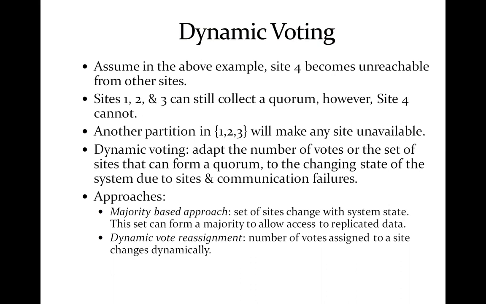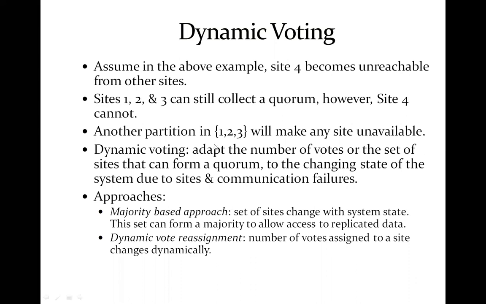And further, if another partition is made in the set, making any site unavailable out of 1, 2, 3, then in that case the system will not be able to serve any kind of read or write request, as a quorum cannot be collected in any partition. So it means the system will be completely unavailable, and that is not the requirement.